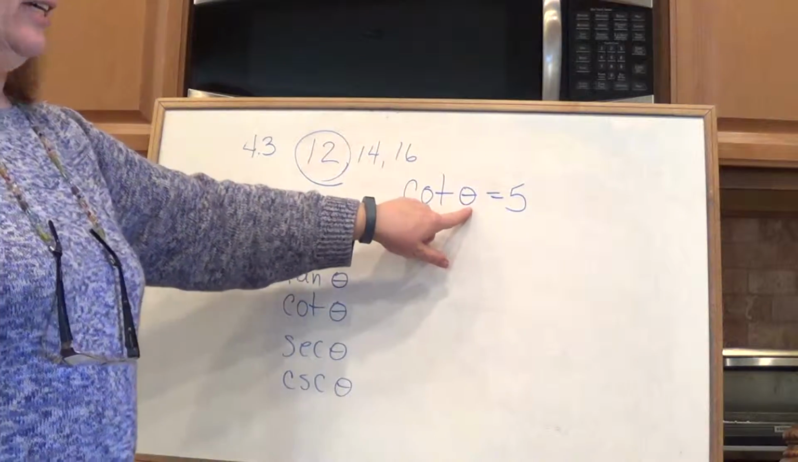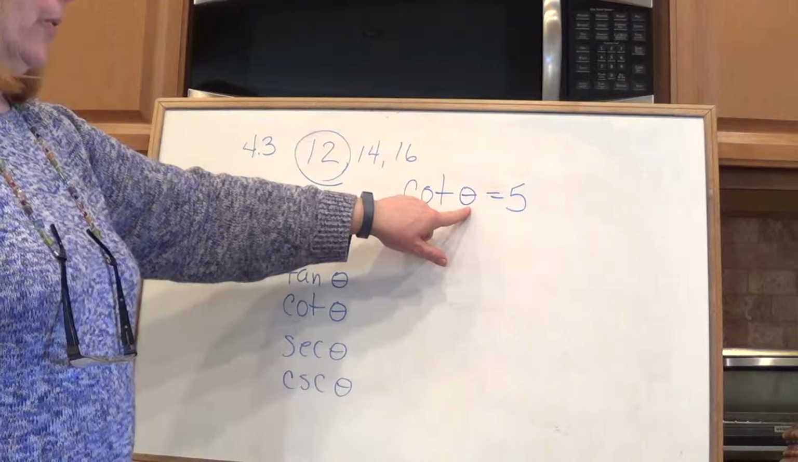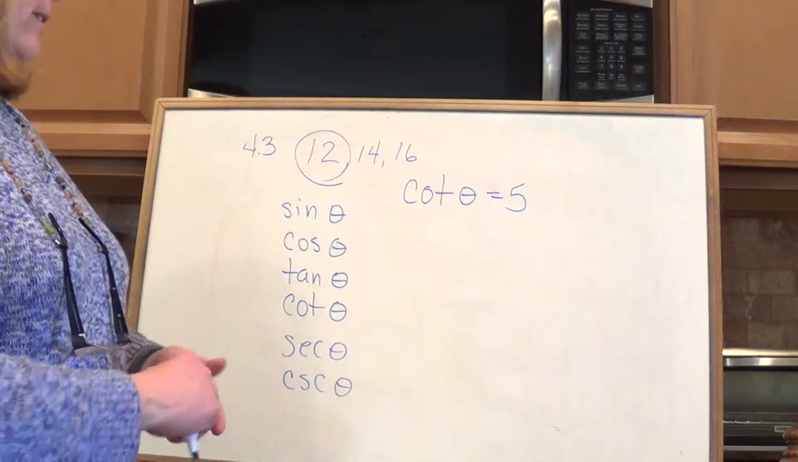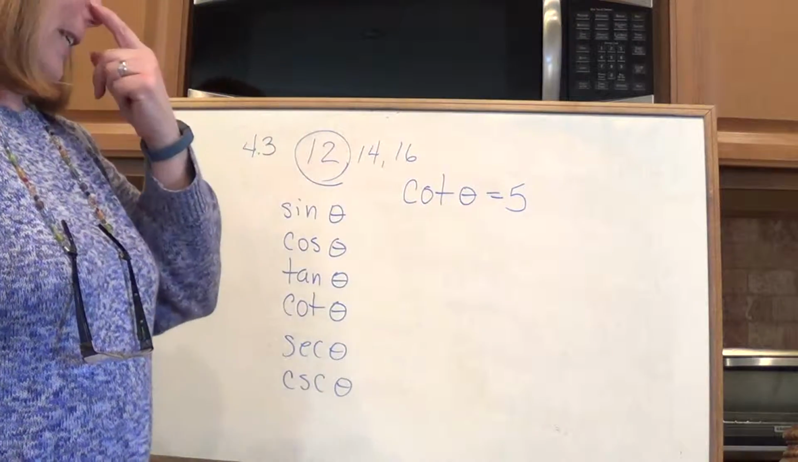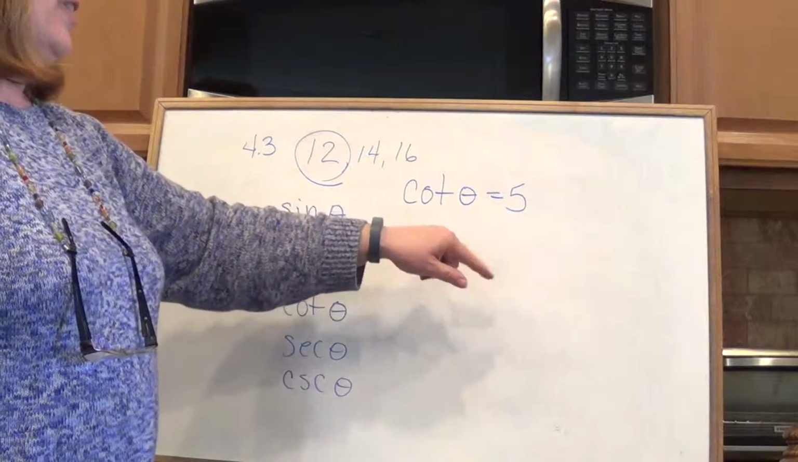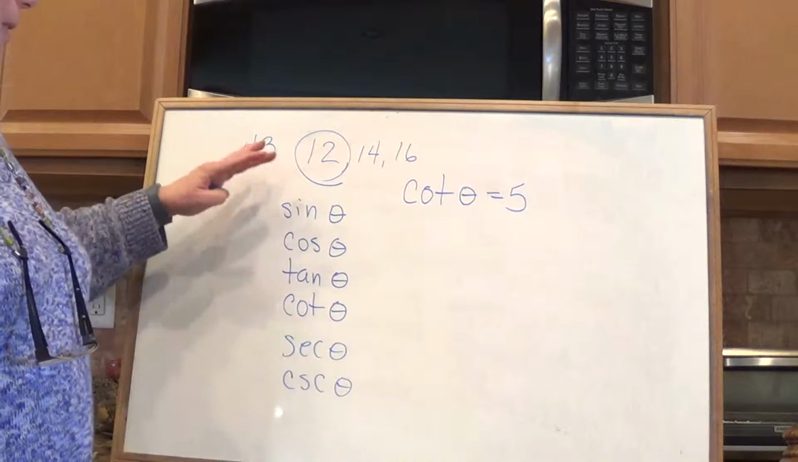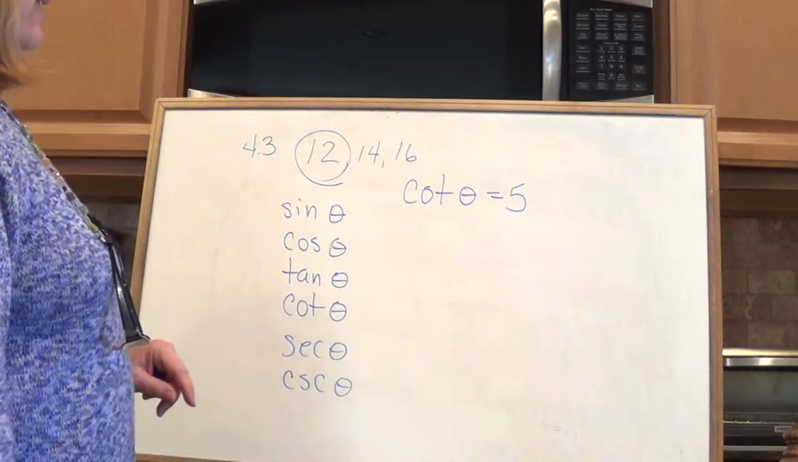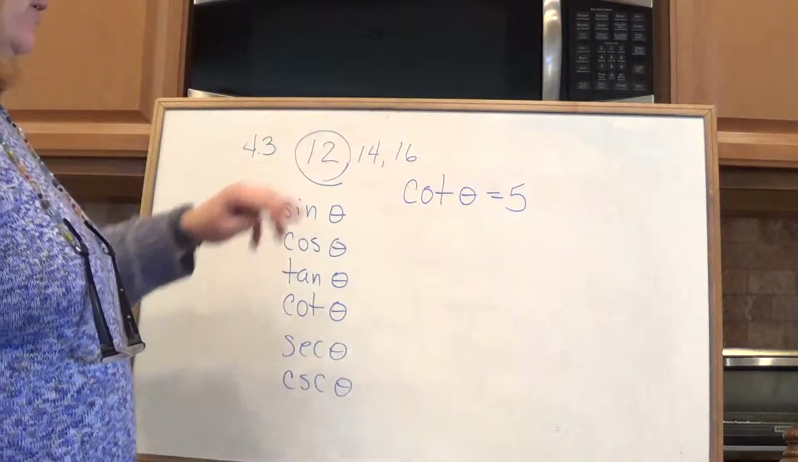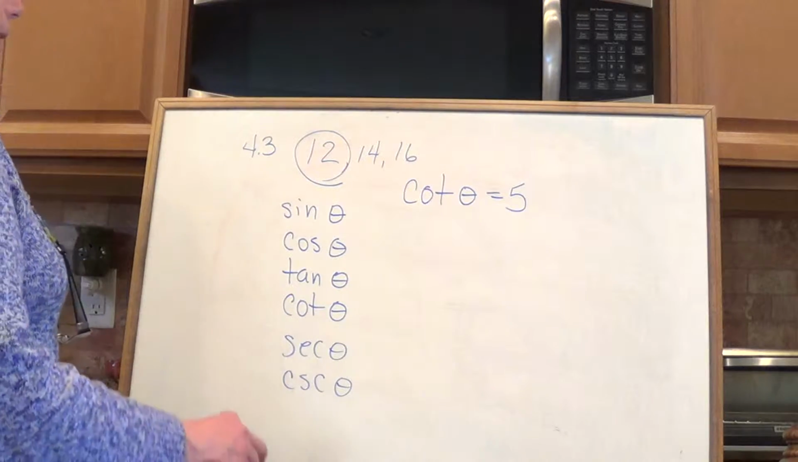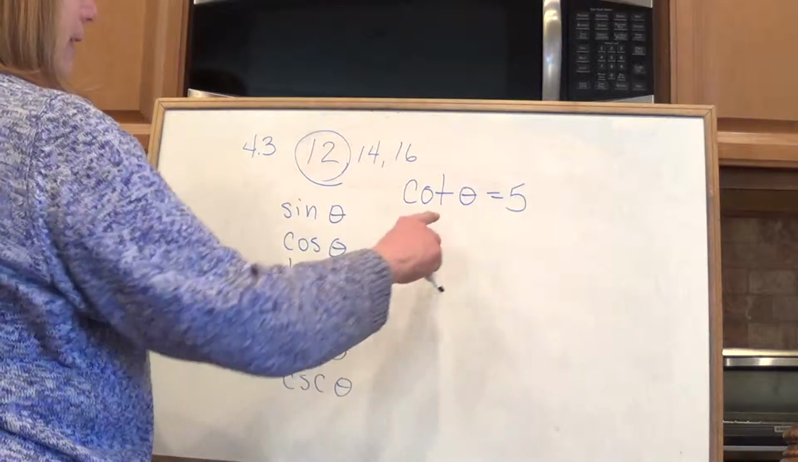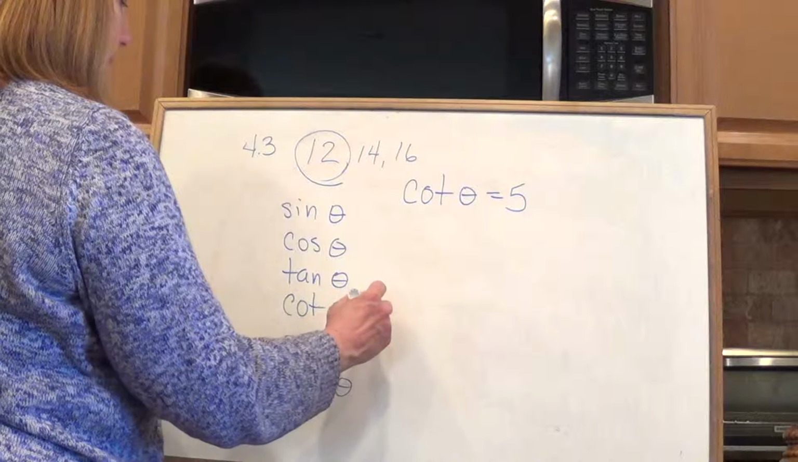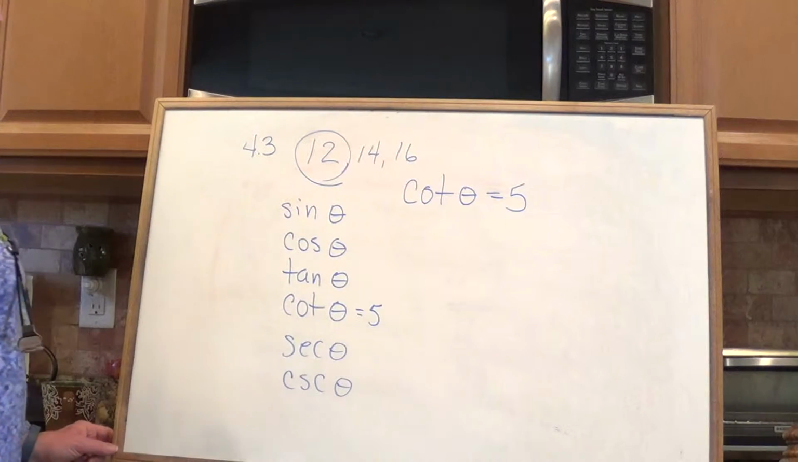And they didn't give us the angle, so we're not in special triangles land. We're out here in the real world where we don't even know the angle. But we know that the cotangent of the angle is 5, and we're supposed to come up with the rest. So 14 and 16 are just like this, as 12 which I'm doing with you right now. Cotangent of theta is 5, so we've got one of them. One down and 5 to go.